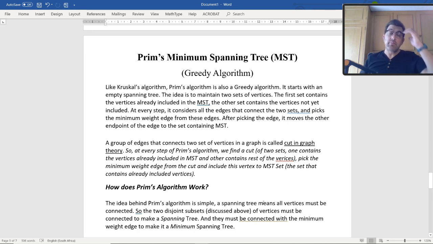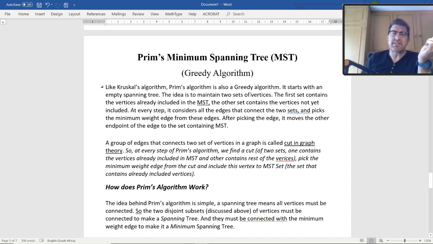Okay folks, we're back with our minimum spanning trees ideas, and we're looking at a second greedy algorithm. It's called Prim's algorithm for finding a minimum spanning tree. Okay, so like Kruskal's algorithm, Prim's algorithm is also greedy. It starts with an empty spanning tree.